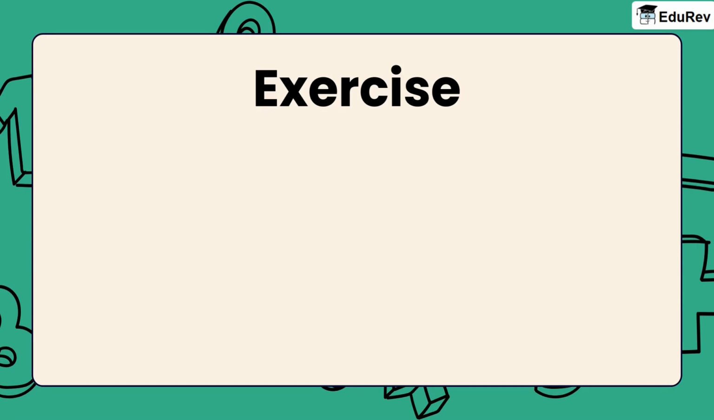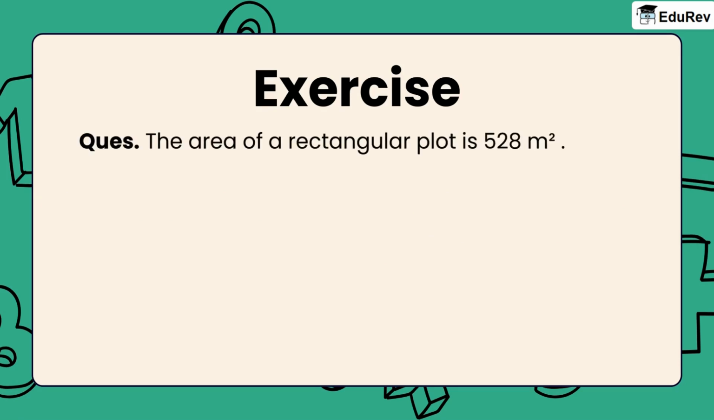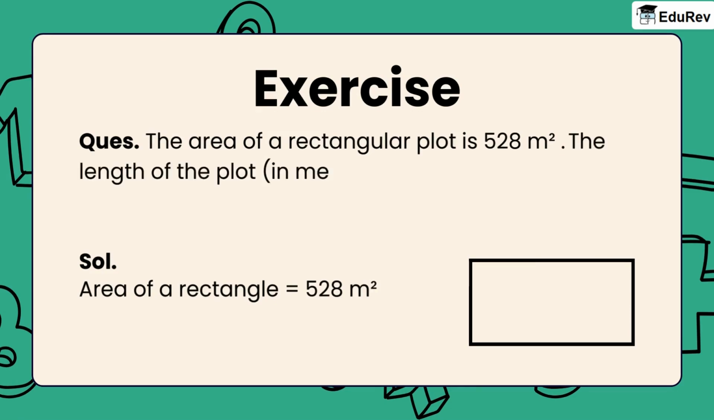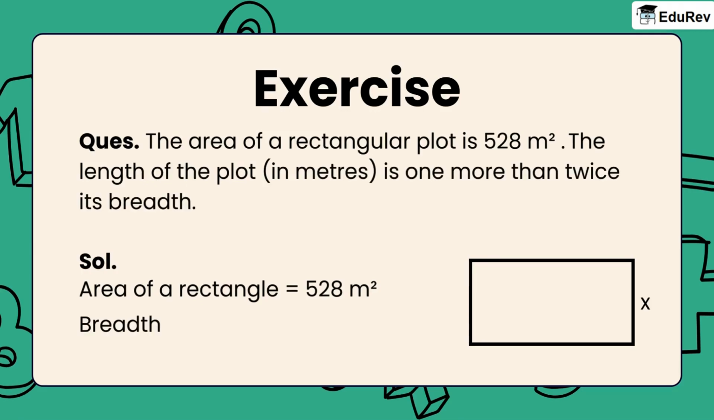Let's start. The area of a rectangular plot is 528 meters square. So, we note down that the area of the rectangle is equal to 528 meters square. The length of the plot, in meters, is 1 more than twice its breadth. Here, if we take breadth to be x, therefore, the length comes out to be 2x + 1.